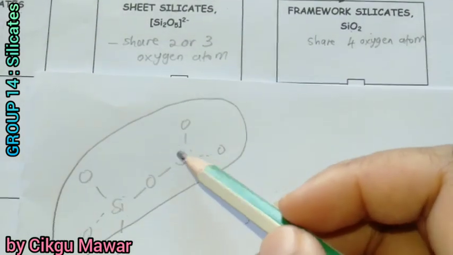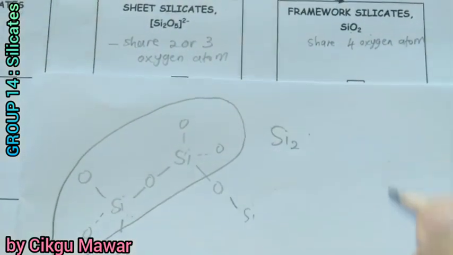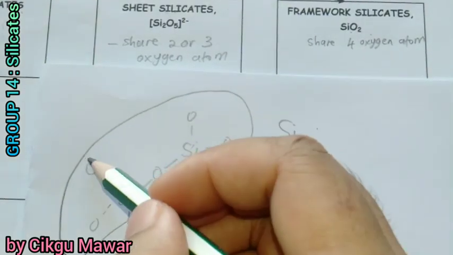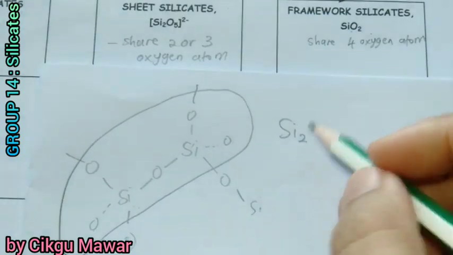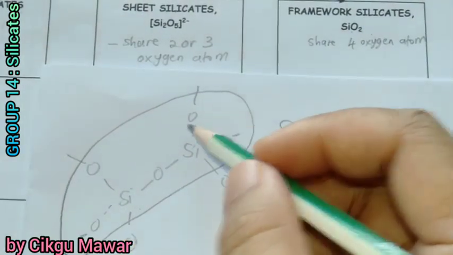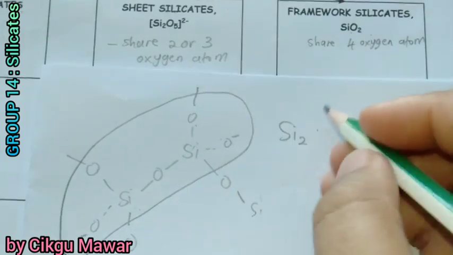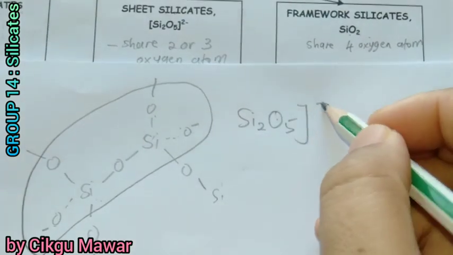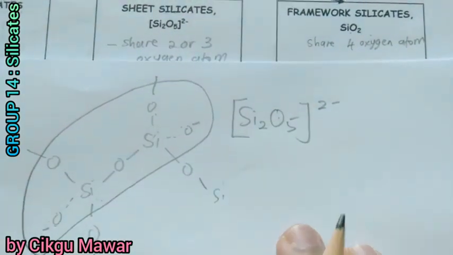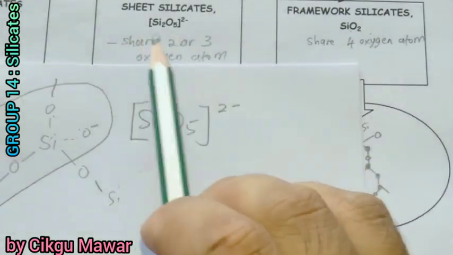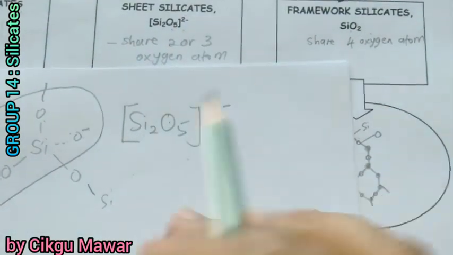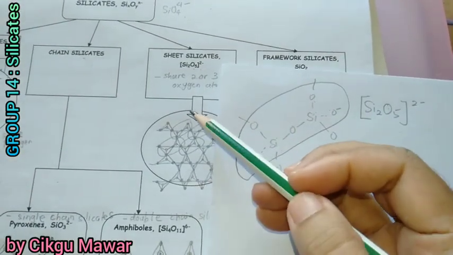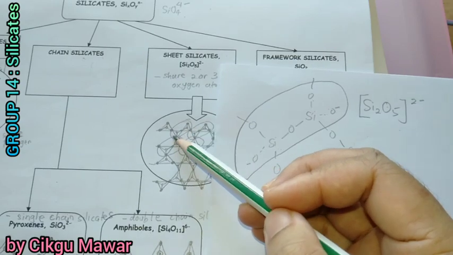So what we have here: 1, 2 silicon atoms. And this one is also bonded with another. Then it's charged. So 1, 2, 3, 4 and 5 oxygen. Then we have 1 and 2 charge here. So this is the sheet silicate formula. Alright, so this is the basic unit that I take from a part of sheet silicate.